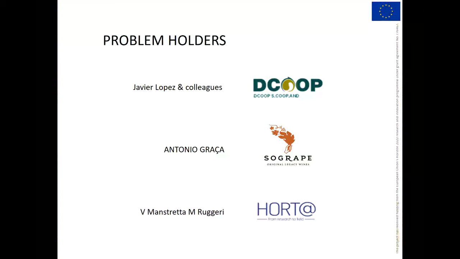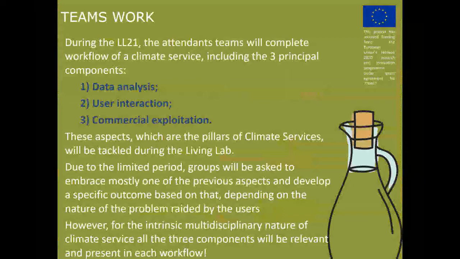So we'll have three presentations, one for each of the three sectors of MedGold: olive oil, wine, and durum wheat and pasta. And to recap very quickly what we said during the first session, after the presentations the team work will start. You should be divided in three teams, and each team should complete an idealized workflow for a climate service, including the three principal aspects of the climate service: data analysis, user interaction, and commercial exploitation.